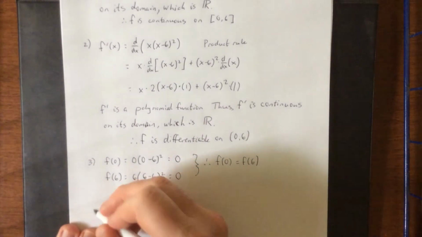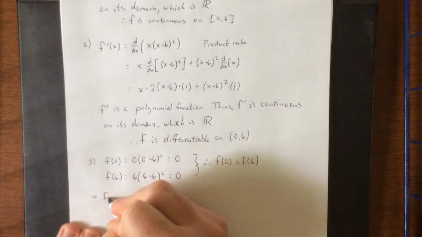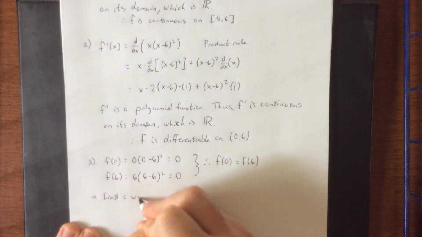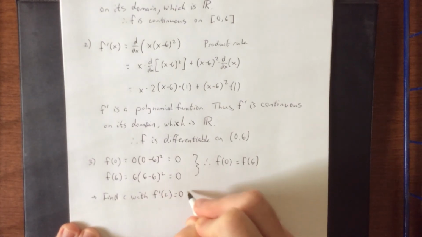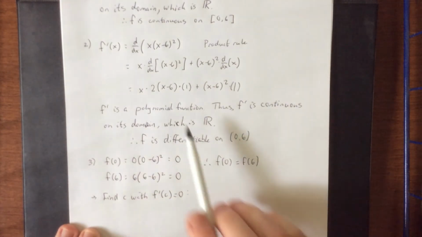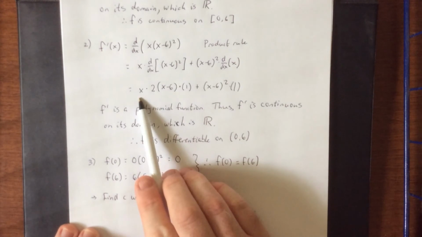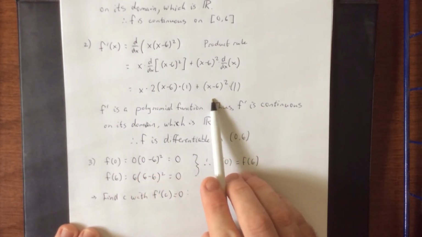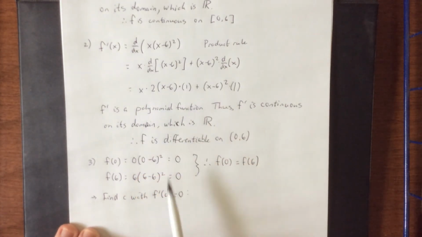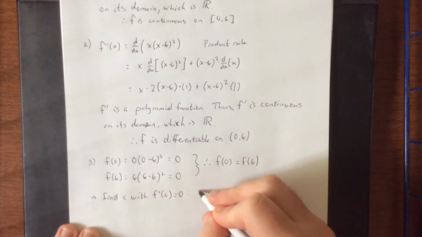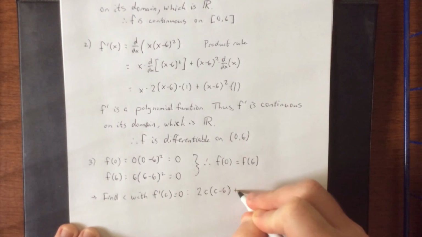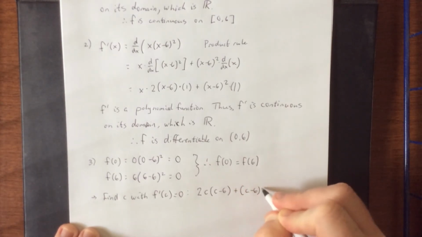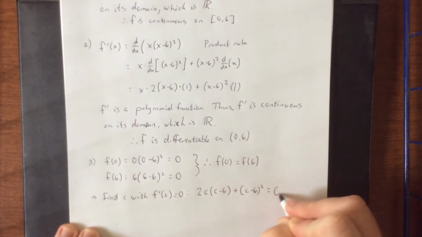Next up is to actually find c with f prime of c being equal to 0. Now, since we already took a derivative, I'm going to go ahead and come back to this derivative and perform a little bit more algebra, but because it's c, I'm going to replace all of my x's with c's. So we'll call this 2c times (c minus 6) plus (c minus 6) squared. We're going to set that equal to 0.